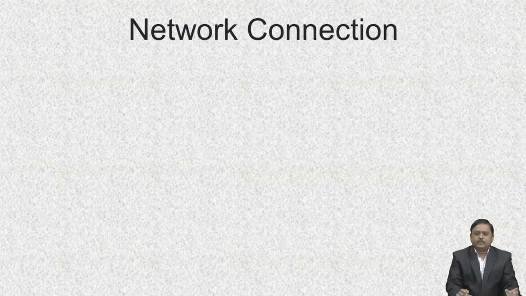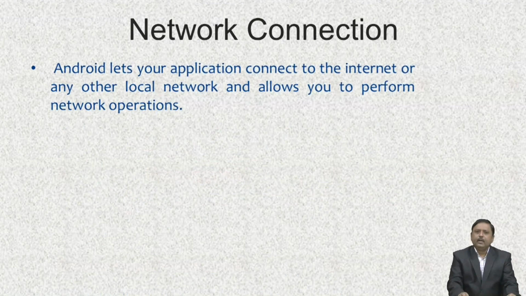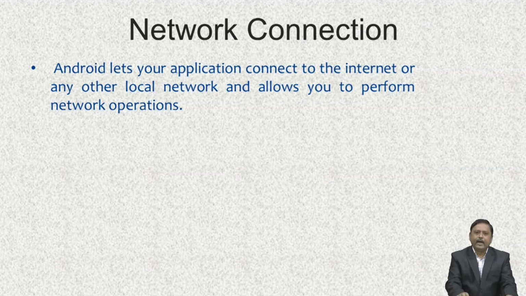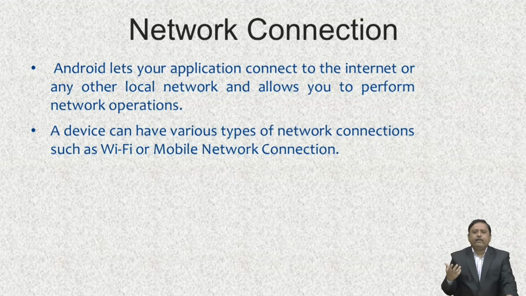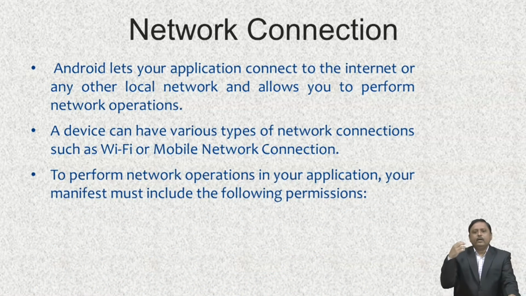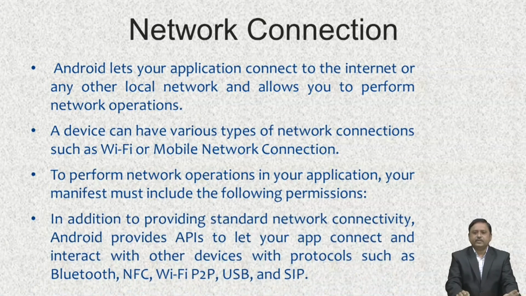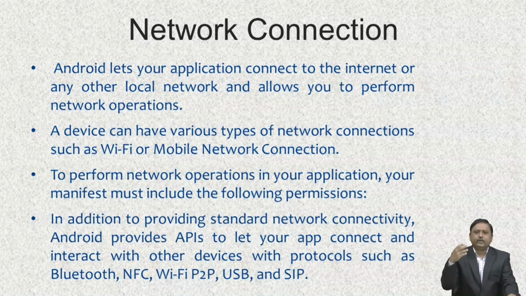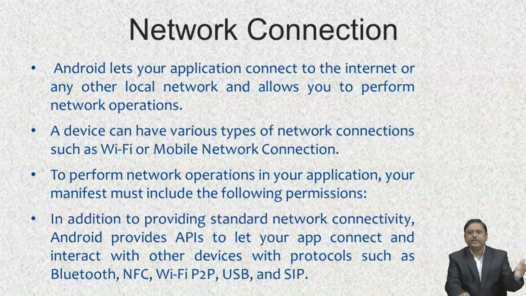So let us start our discussion with network connection. Android lets your application connect to the internet or any other network and allows you to perform network operations. A device can have various types of network connection, such as Wi-Fi or mobile network connection. And to perform network operations in your application, your manifest must include some permissions. So remember, you have to use the network state access permission, right?